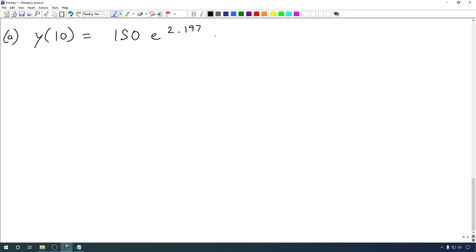Again, use a calculator here. I'm not asking you to be able to figure out what this is off the top of your head. That is completely unreasonable. Use a calculator. Turns out it is 1,350 bacteria. There's a little bit of rounding that went on there, but it turns out that this is actually pretty exact.